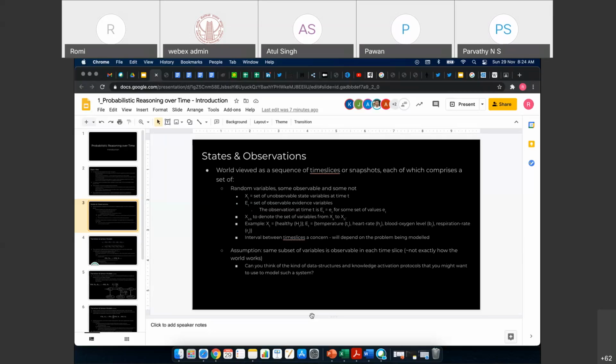So now, can you think of the kind of dynamic data structures as well as knowledge activation protocols that you might want to design if you were to model such a system? Imagining that you are trying to design an autonomous agent, a social autonomous agent. If you're trying to do that, then this is just a question.